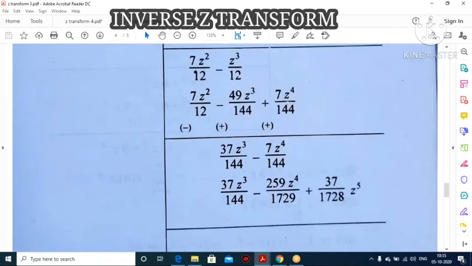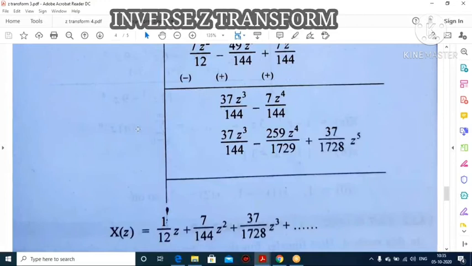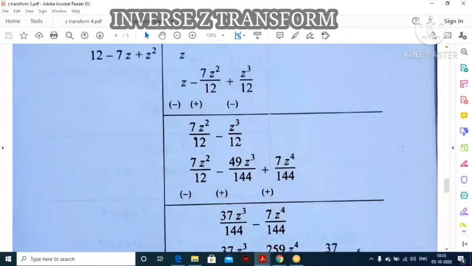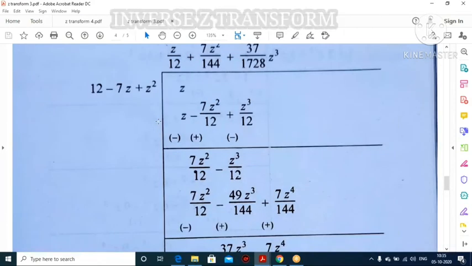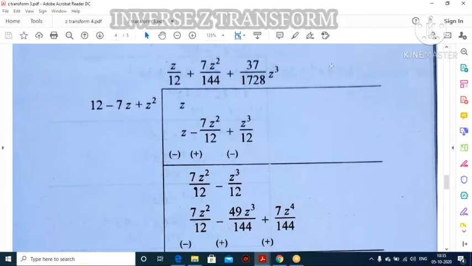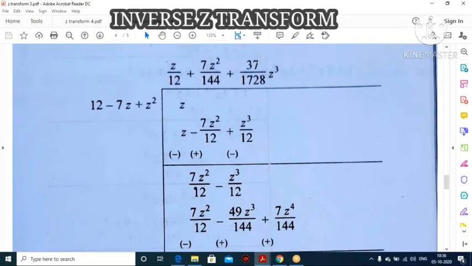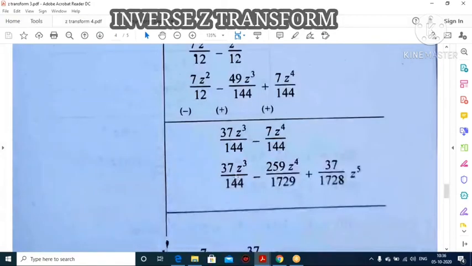I get this because here 37 z cube is divided by 144, and the numerator divided by denominator is 12. So 12 into 144 is 1728. Now the answer becomes 37 divided by 1728 z cube. Put it here and repeat, as this is a multiplied term. So 37 divided by 1728 z cube multiplied with these two terms, into 12, becomes 37 z cube divided by 144 minus.